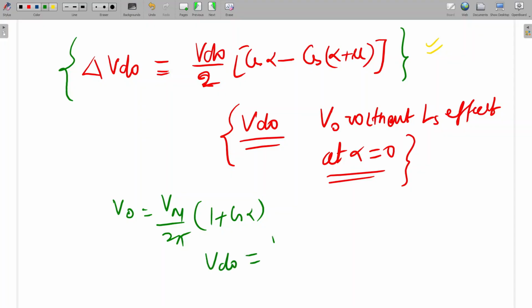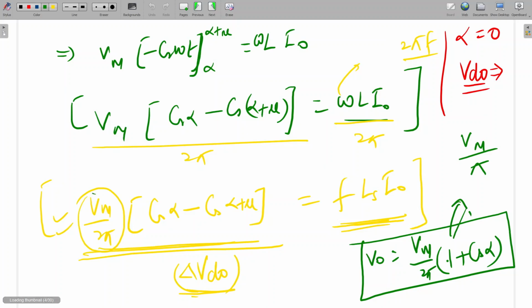VD0 will be Vm upon pi. So at alpha equal to 0, VD0 by 2 will be Vm upon 2 pi. So that's what we have derived. Vm upon 2 pi means VD0 by 2. The meaning of this one is VD0 by 2.